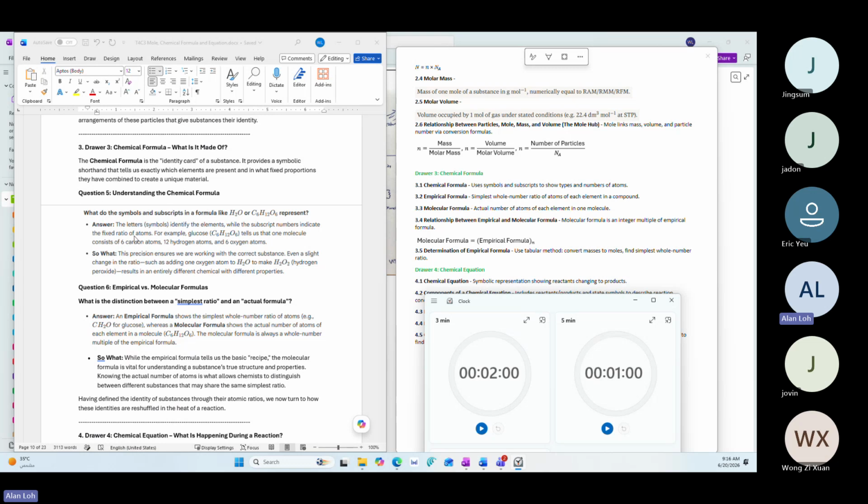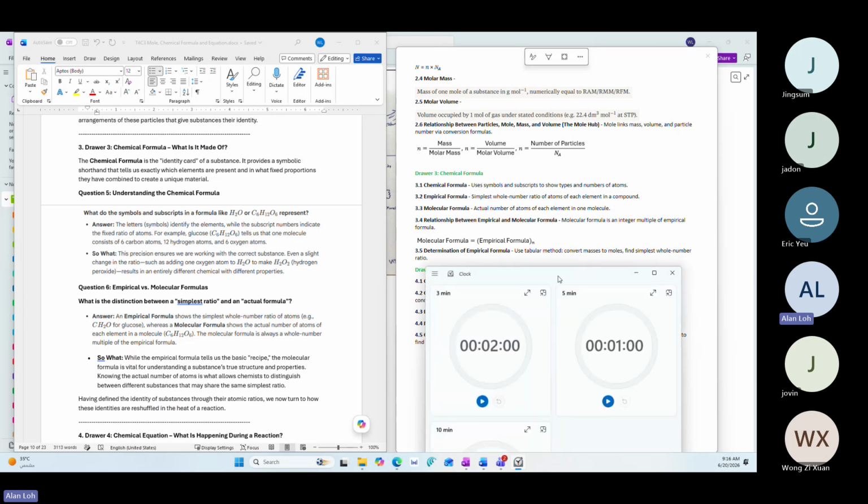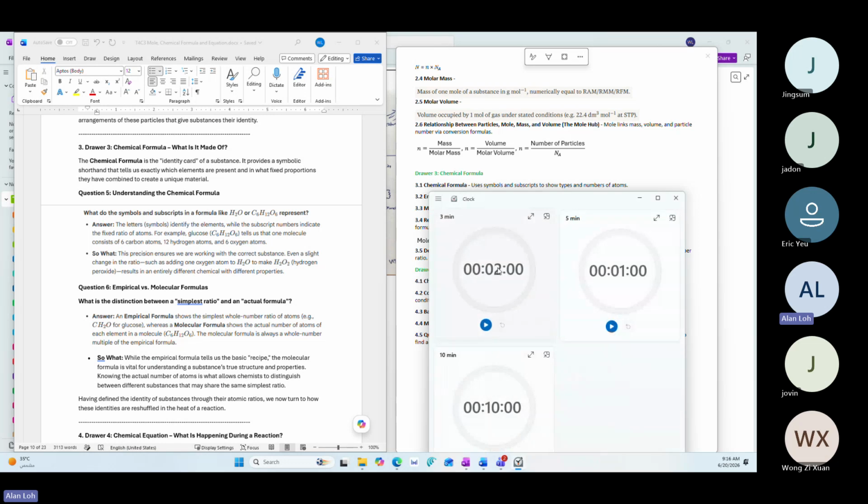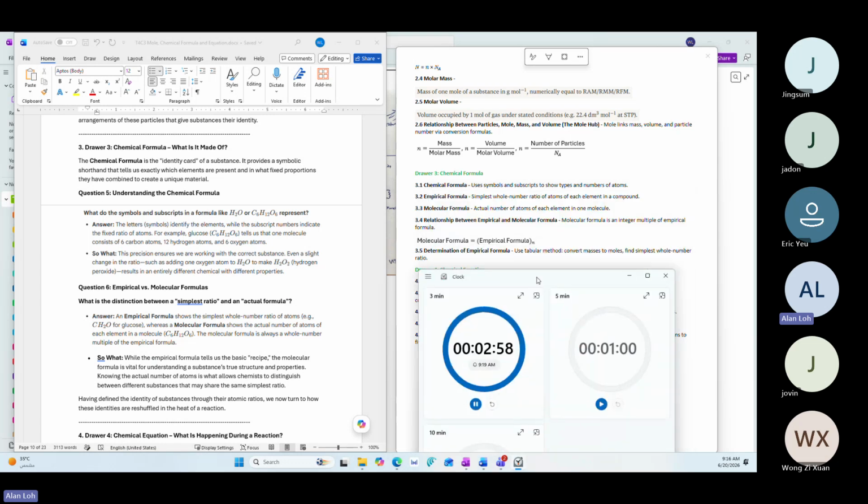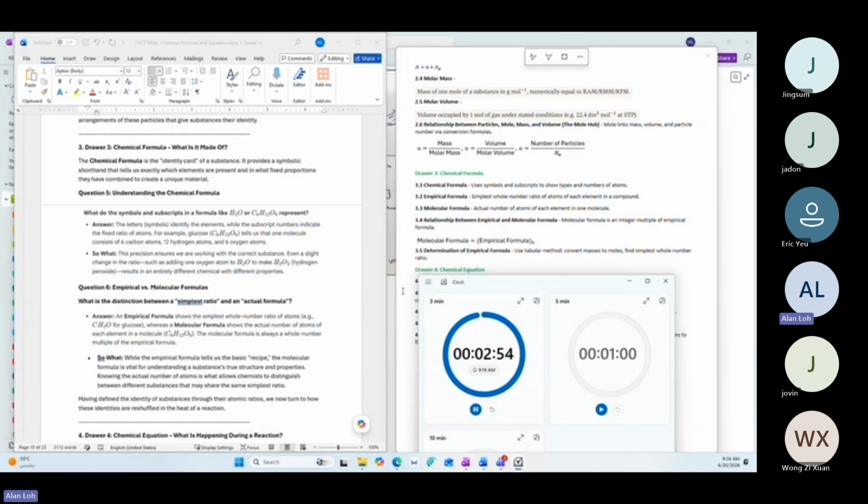Okay, let's focus back here. Drawer 3, we'll do the same thing for 3 minutes. Let me just move it to 3 minutes. Start now. Drawer 3. Question 5 and question 6.